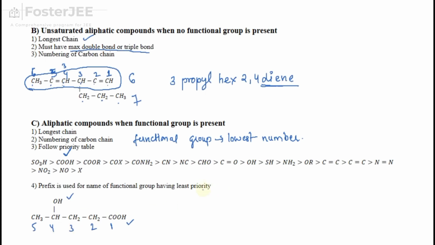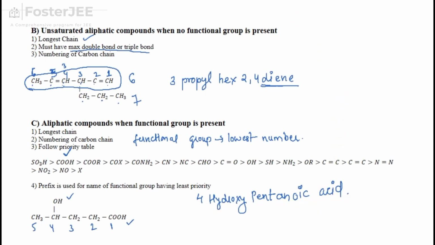So here it can be named as 4-hydroxy. Here the root name is pent, and the primary suffix is ane because it is singly bonded, and the secondary suffix is oic acid because the highest priority is for carboxylic acid. So it is pentanoic acid. So the name of the compound is 4-hydroxy pentanoic acid.